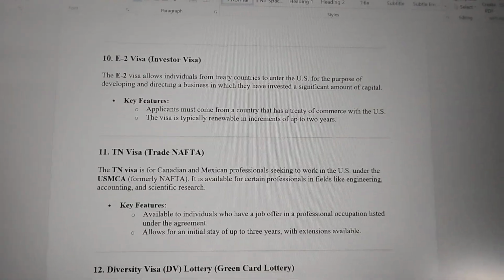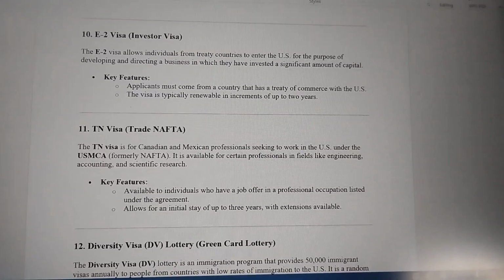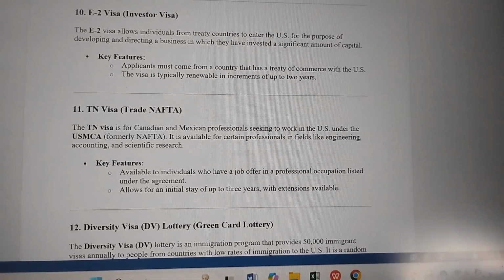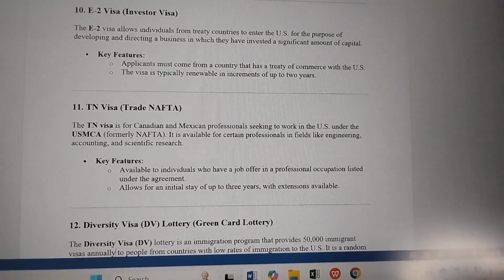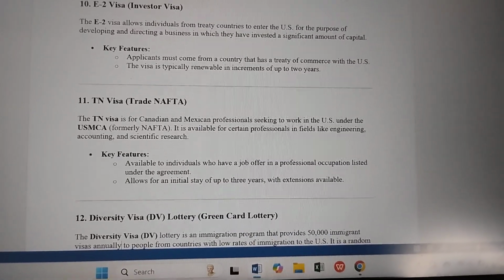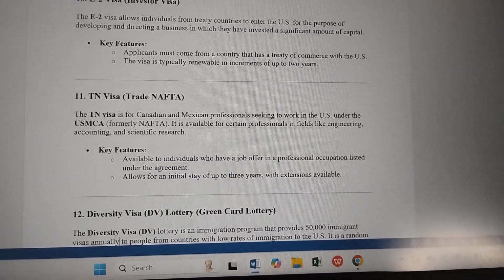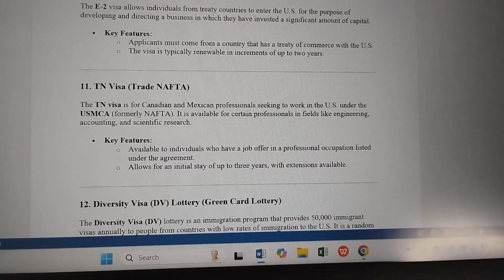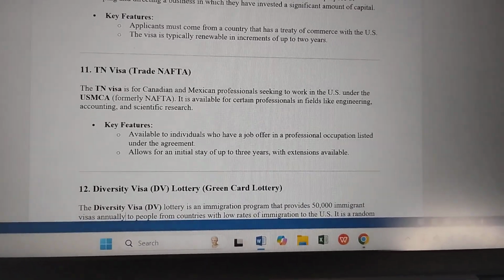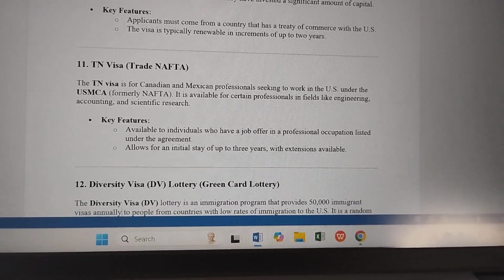We have the TN visa. So the TN visa is for Canadian and Mexican professionals seeking to work in the US under the USMCA, formerly NAFTA. It is available for certain professionals in fields like engineering, accounting, and scientific research. And this one is only meant for Canadian and Mexican citizens because of the commercial treaty that their countries have with the US. Available for individuals who have a job offer in a professional occupation listed under the agreement. It also allows an initial stay of up to 3 years with extensions available.